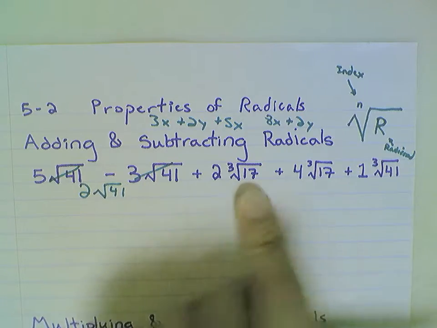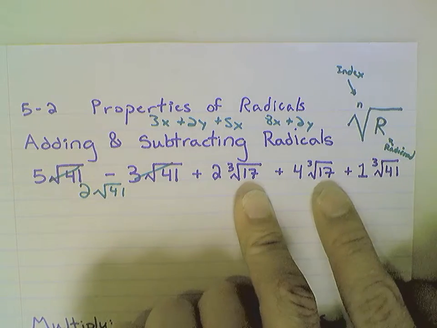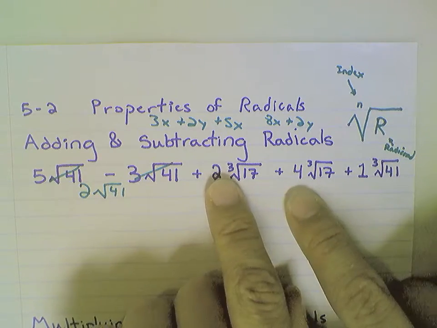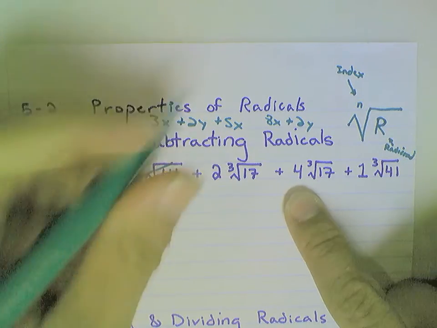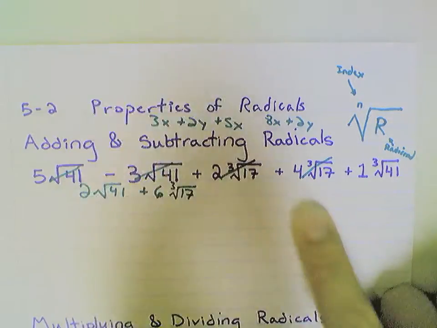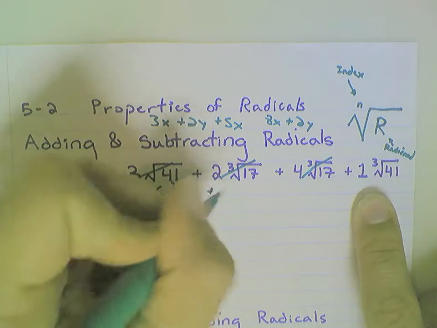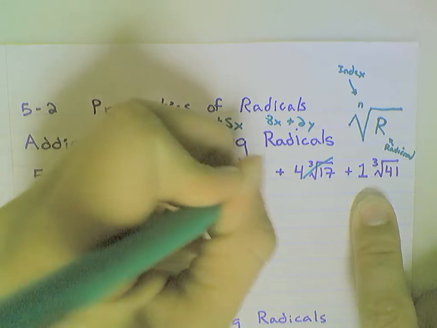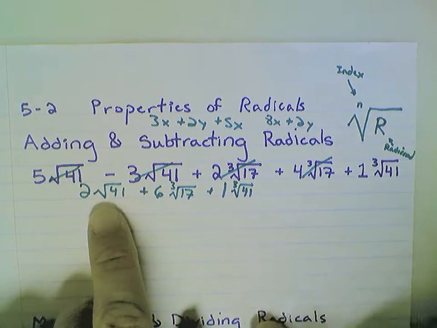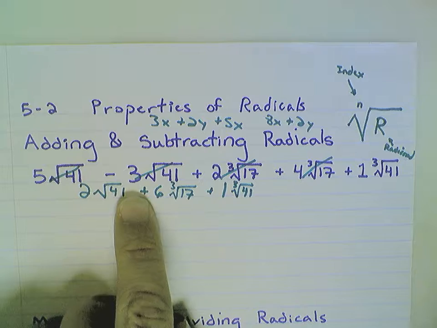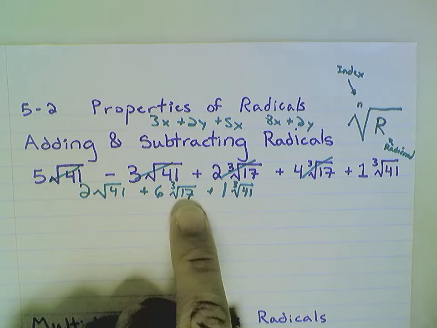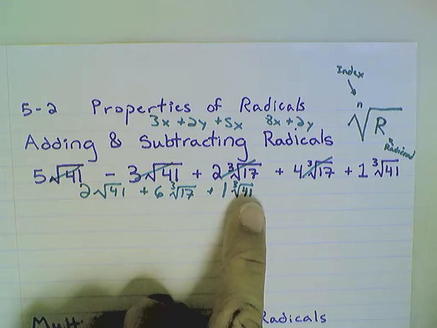And then if I look here, I have the cube root of 17 and the cube root of 17, so I can combine these two terms. If I take 2 plus 4, that's really just 6 times the cube root of 17. I've used those two. And then lastly, I have plus 1 times the cube root of 41. Now, if I look at these three terms, you'll notice that I have 2 times the square root of 41 plus 6 times the third root, or the cube root of 17, plus 1 times the cube root of 41.